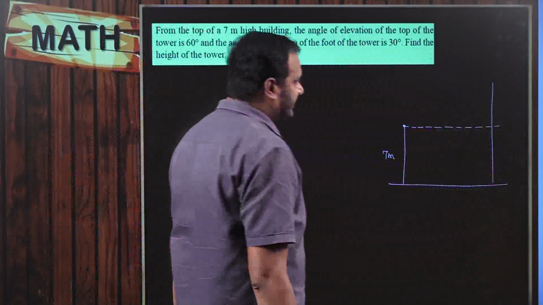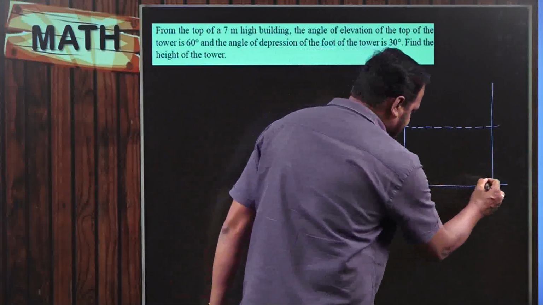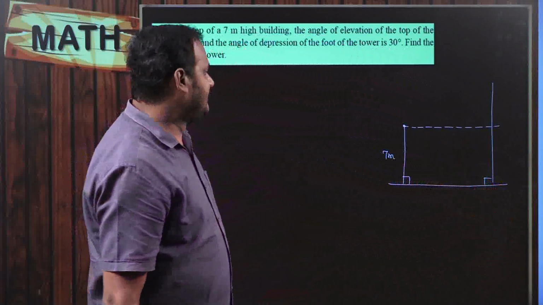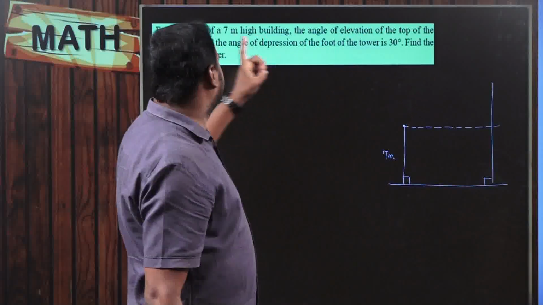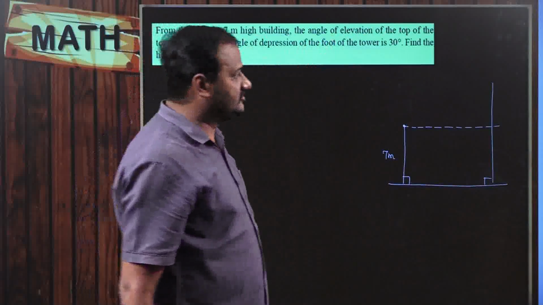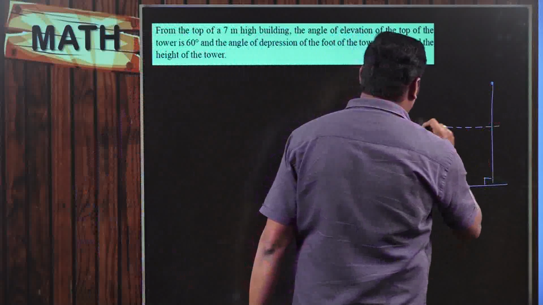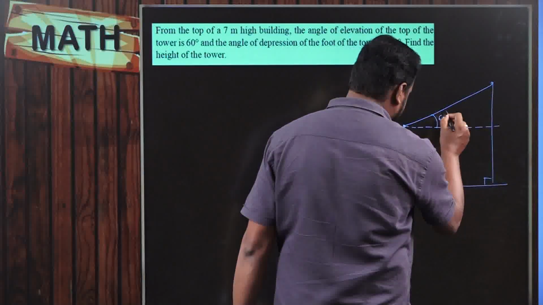After drawing the horizontal line, of course both of them are vertical objects, so both of them are perpendicular to the base, correct? From the top of the 7 meters high building, the angle of elevation of the top of the tower is 60 degrees. So this is the top of the tower, and the angle of elevation is equal to 60 degrees. So this angle is equal to 60 degrees.